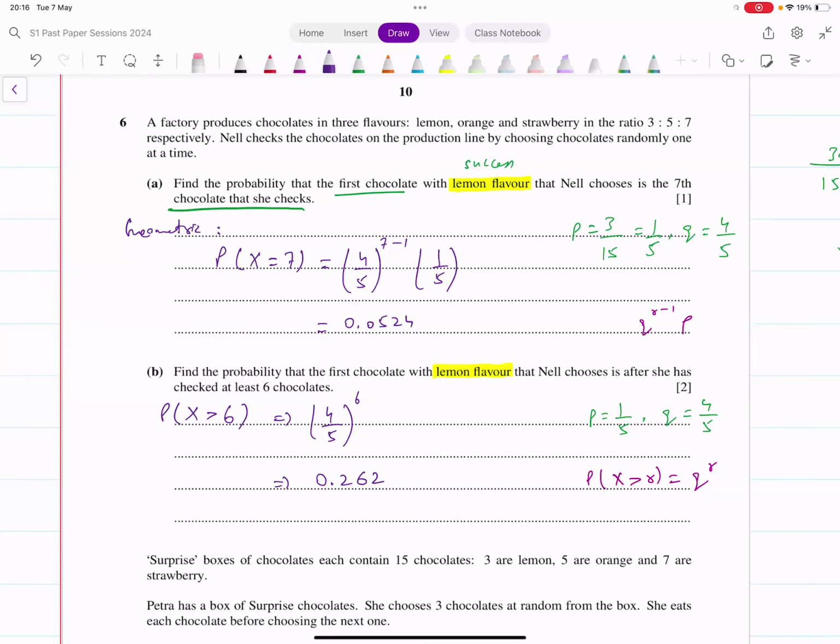So this question statement was quite confusing, actually, because they used these two different terminologies. They said after, and then they said at least 6. So that means after they have already checked 6. So it should be x greater than 6 then. Okay, now let's move on.